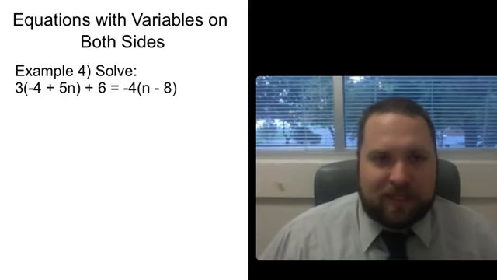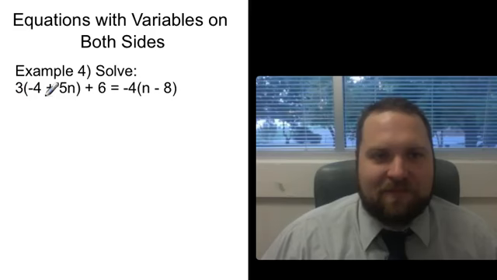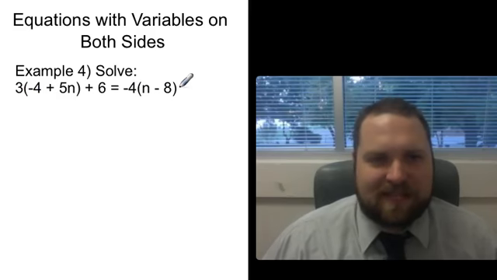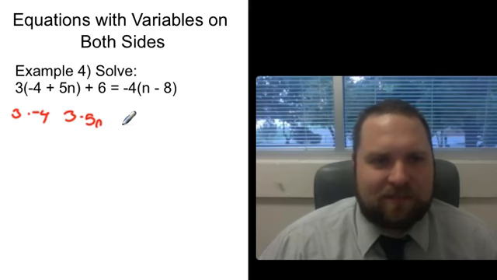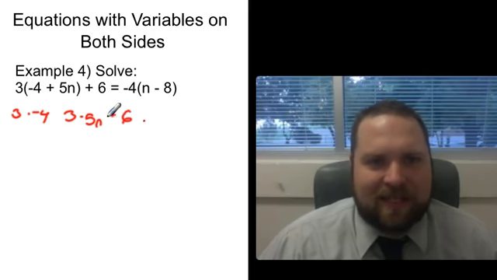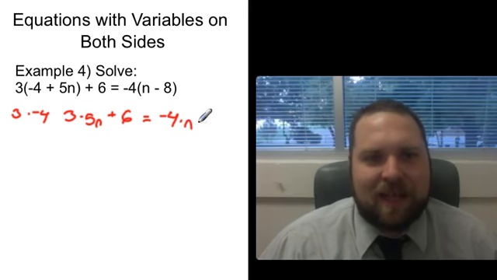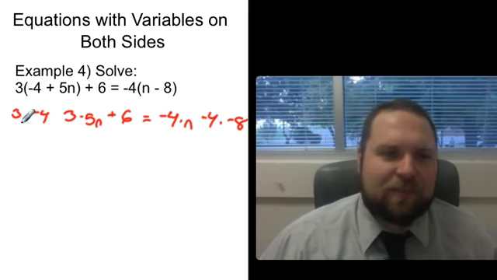On this one, example 4, we now have distributive property on both sides, and we'll be able to combine like terms afterwards on the left side. So let's just go ahead and get this distribution party started. I have 3 times -4, and then I have 3 times positive 5n, and then I'm adding 6. And over here I have -4 times n, and then -4 times -8. And I got to put all that together.